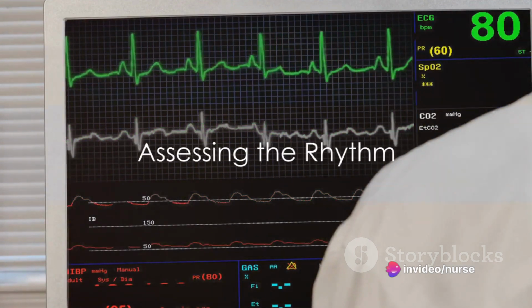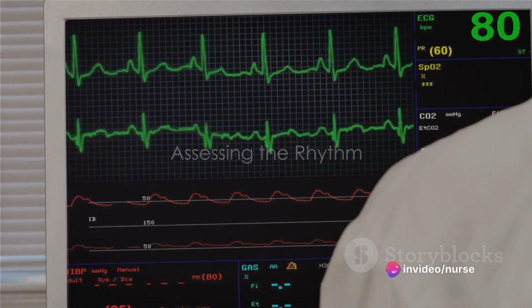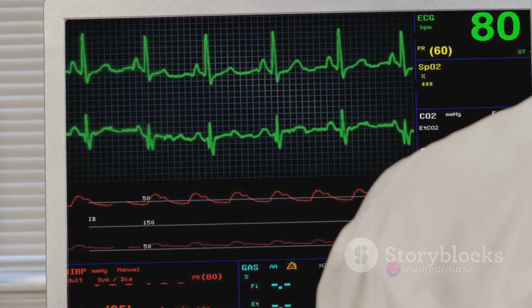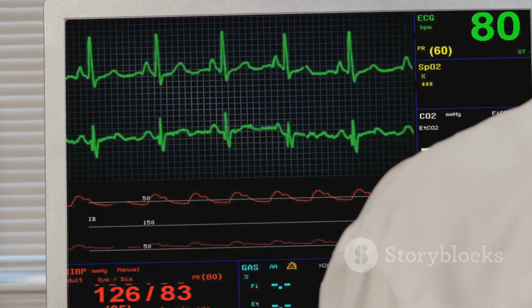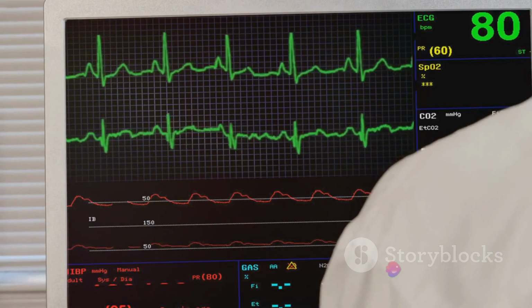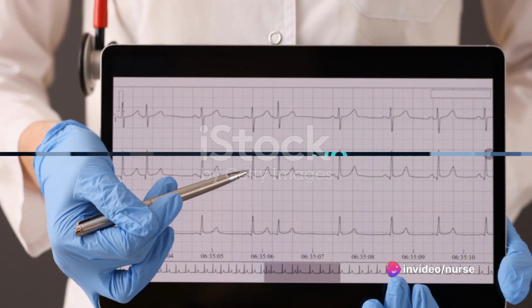Once you have that down, it's time to assess the rhythm. Is it regular or irregular? Look for consistent spacing between the R waves. The presence of any pauses, skipped beats, or abnormal beats also needs identification.